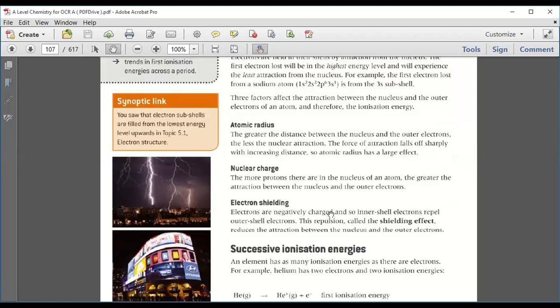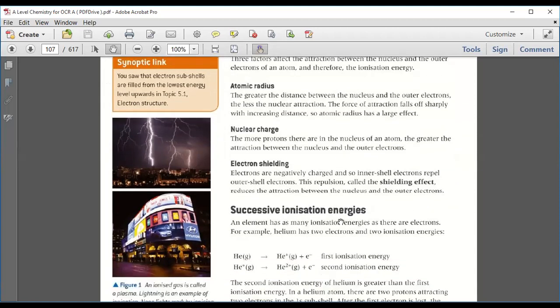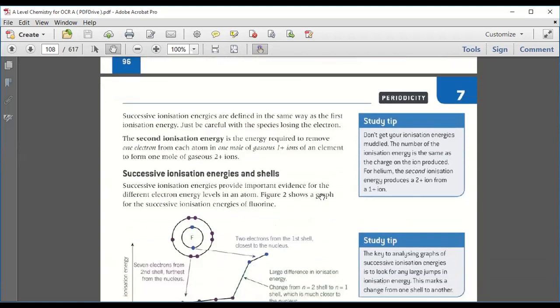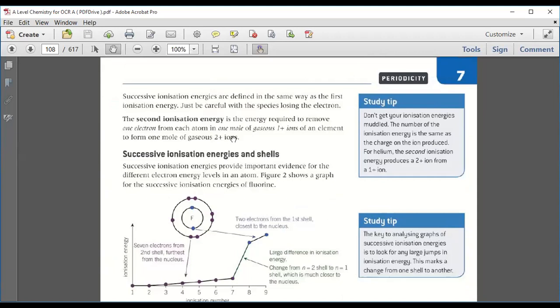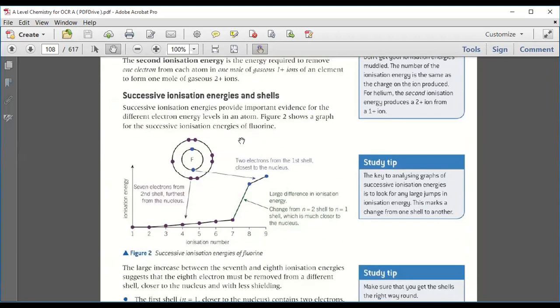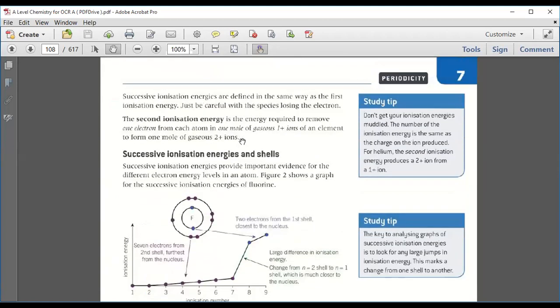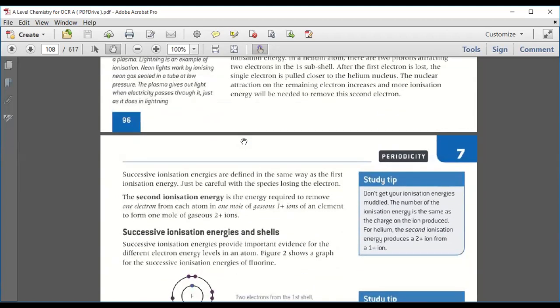Electrons are negatively charged, so inner shell electrons repel outer shell electrons, and this repulsion, called the shielding effect, reduces the attraction between the nucleus and the outermost electron. And we have also discussed successive ionization energy. We discussed up to around this point. Got it? Clear? Any doubt? Anything you want me to repeat?